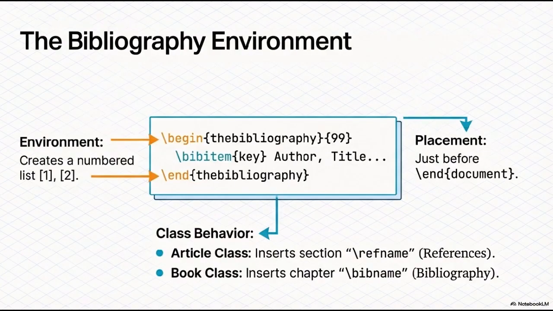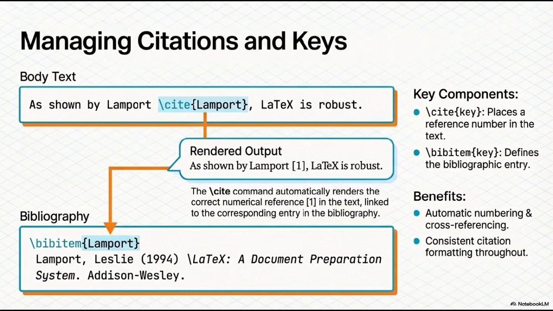Now, creating a bibliography might sound intimidating, but I promise LaTeX breaks it down into 3 really simple steps. First, you start the bibliography environment. Second, for each source, you add it with the bibitem command and give it a unique key. And finally, whenever you want to reference that source in your text, you just use the cite command with that same key. That's literally it.